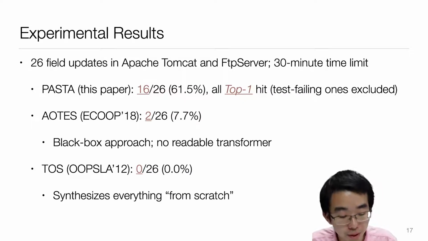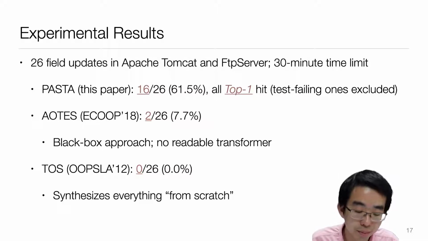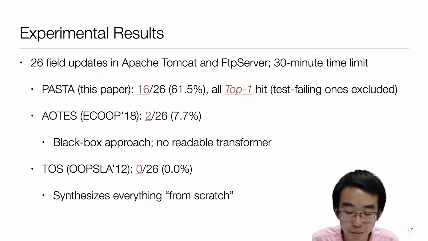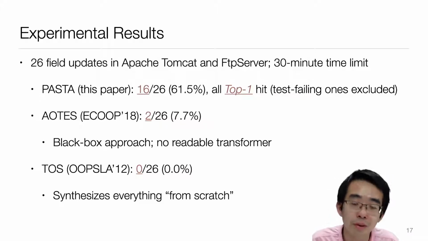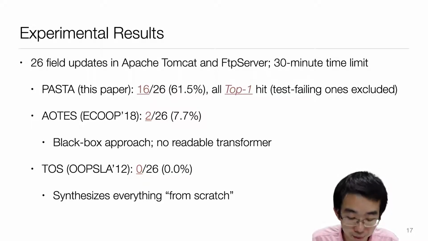Our previous work, Altis, is a fancy black box approach based on synthesizing a method invocation history on the old version object and replaying the history for the object transformation. Generating an inverse for a complicated method is a bit too much for Altis. TOS, on the other hand, synthesizes everything from scratch based on the fundamental observation that every object eventually breaks down to primitive types and arrays. This is not a practical approach for complex updates.